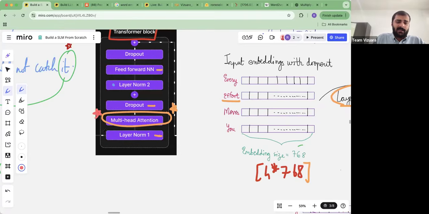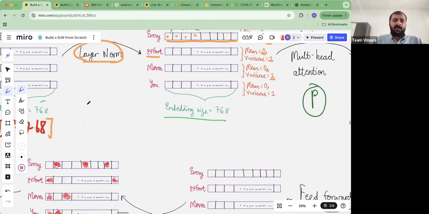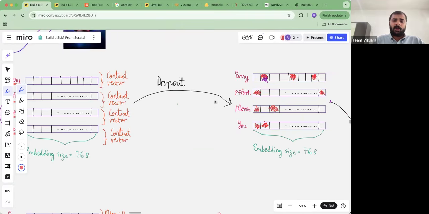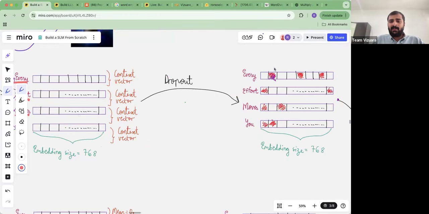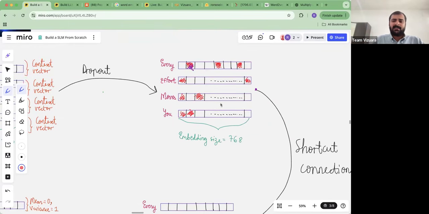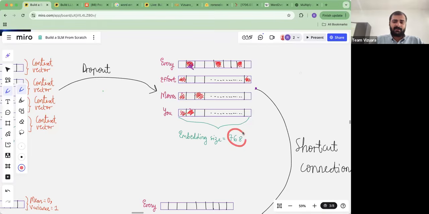We have covered layer normalization, we have covered multi-head attention. Then there is dropout, and we have already seen what dropout means, right? Dropout randomly turns off certain elements and makes them zero to improve generalization performance. The size is again maintained, it's 768. The size does not change.